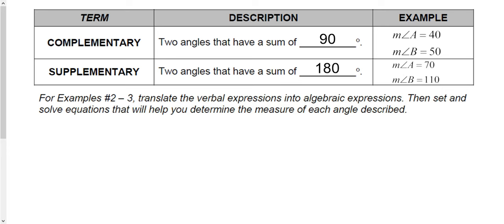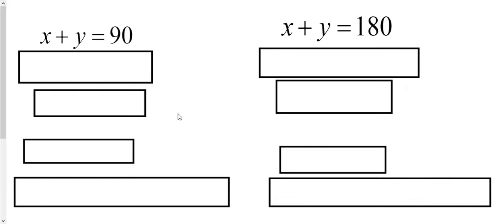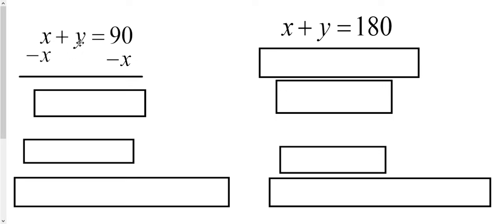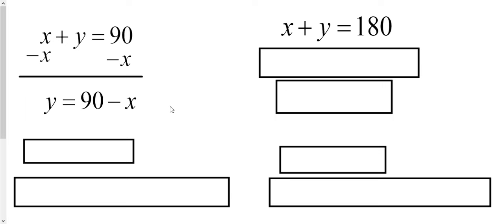Now let's look at some special stuff. If you don't understand this, let me know. Call me over. But we're going to look at complementary over here on this left side. We know it's 2 angles that add up to 90. I'm going to show you how to define these for word problems. So if x plus y equals 90, and I'm solving for y here, I get rid of the x from both sides. Then y would equal what? 90 minus x.